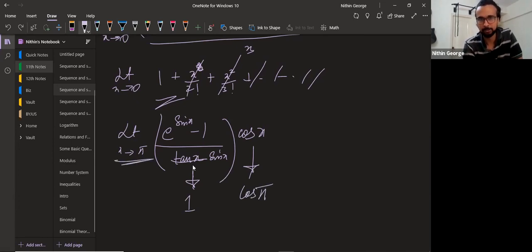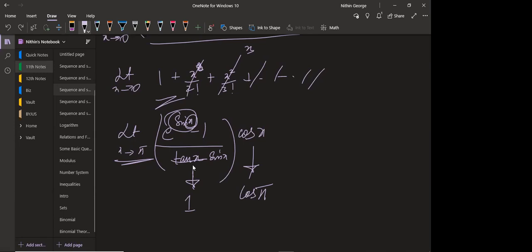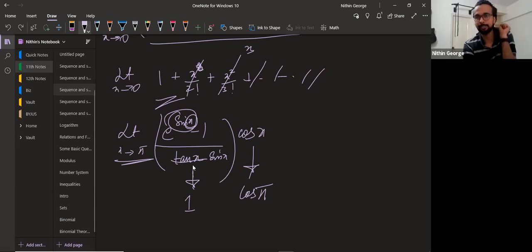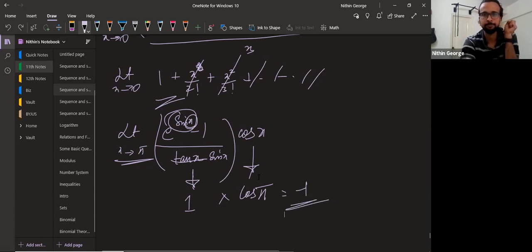So e power 0 minus 1 divided by 0 is what is basically happening. E power x minus 1 divided by x, where x tends to 0. So x is sin x. You don't worry about this angle part. That e power part, whatever it is, is what you're worried about. Is that going to 0? Right. So cos pi is nothing but minus 1. So 1 into minus 1 is nothing but minus 1. That will be your answer.